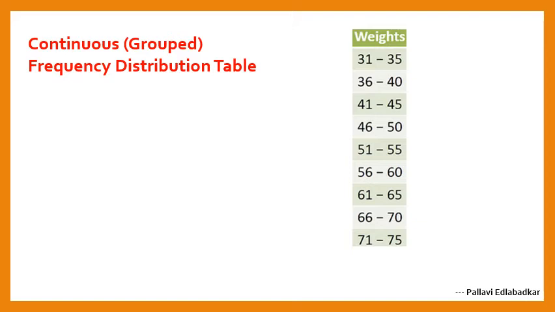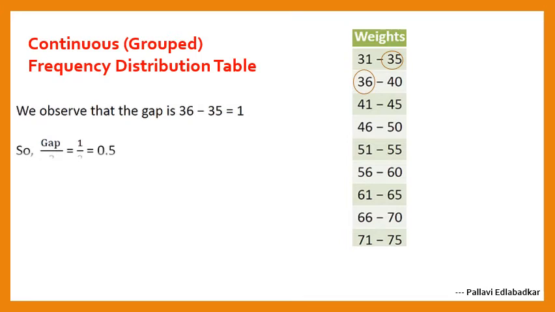Okay. Now out of these, pick up any two pairs. Let's see the first one. If we look at the upper limit of the previous class and the lower limit of the next class, what is the gap between them? The gap is nothing but the difference between them. So the difference is equal to 1. This gap divided by 2 will give us 0.5.